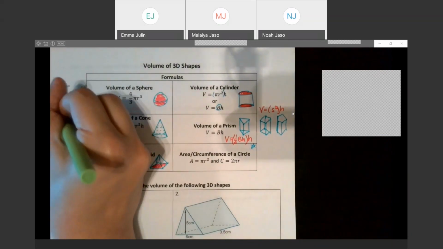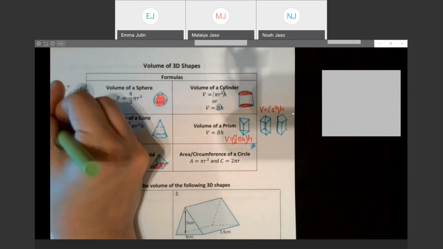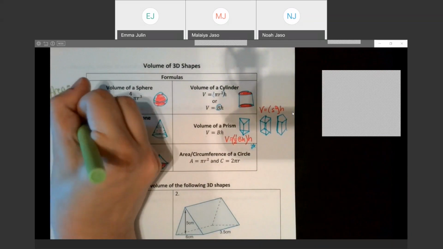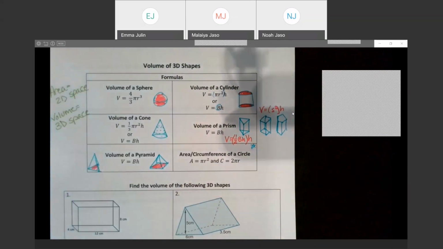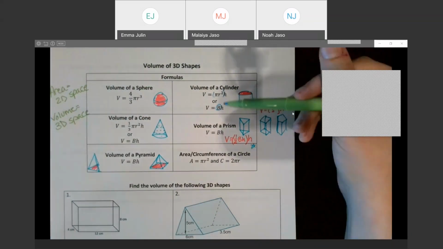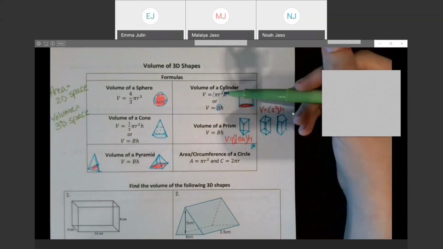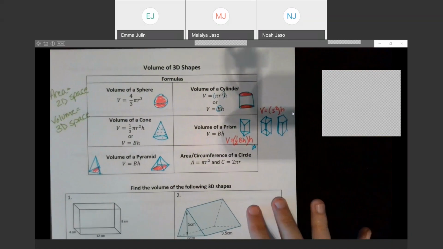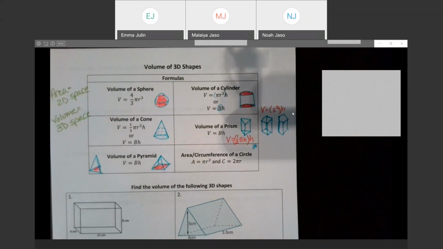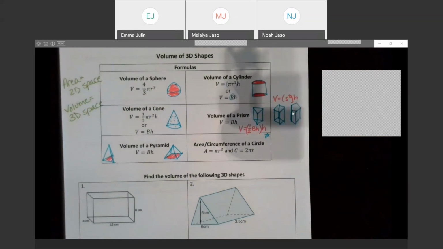Volume is for 3D space. That'll help differentiate what you need to use, because what we're doing here is we're going to be building from the units for area up to the cube units for volume. Let's get started with a couple of examples below.